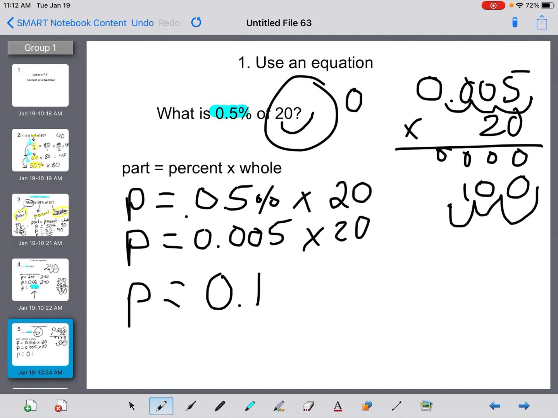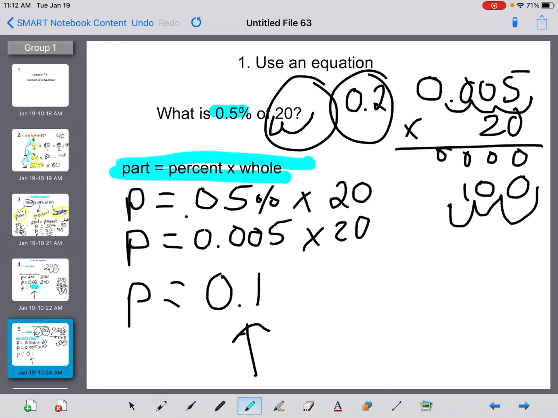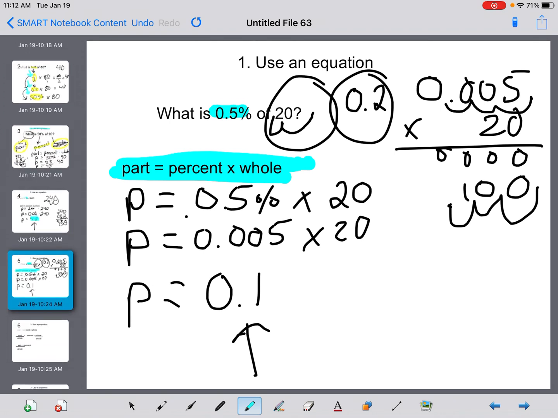1% of 20 is 0.2 because I'm just moving my decimal over again. So it makes sense that 0.5%, so less than 1%, is even smaller than my 1% here. Again, that's just for mental math of checking on your work. So grade 7, that was the first way. That was using this equation, part equals percent times whole. So that's one way to find the part or the percent of a number.